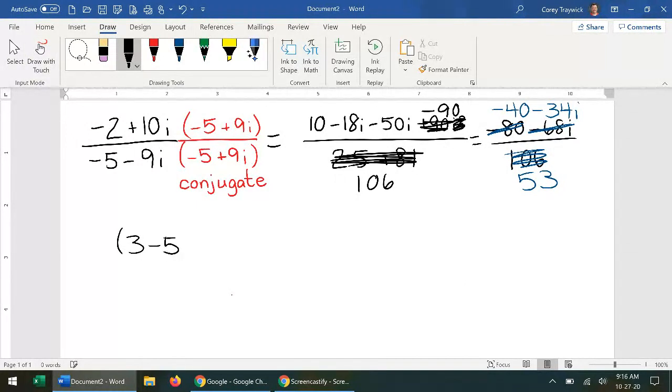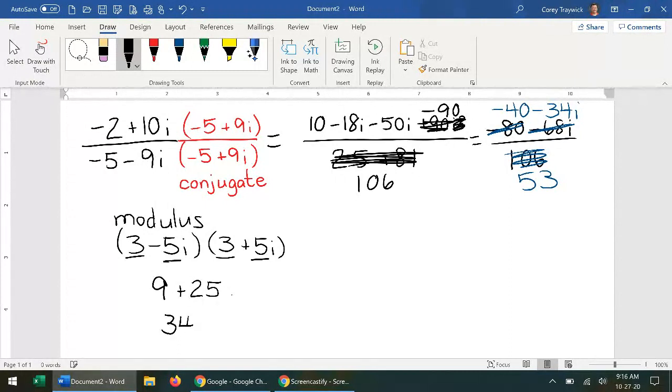3 minus 5i. If they are asking for something called the modulus, that means when it's multiplied by its conjugate. That would be 3 plus 5i. So to find the modulus of 3 minus 5i, you multiply by its conjugate, 3 plus 5i, and think about the shortcut we just did. Square the front two numbers. 3 squared is 9. Square the last two numbers. 5 squared is 25. And then add them together. 9 plus 25 equals 34.